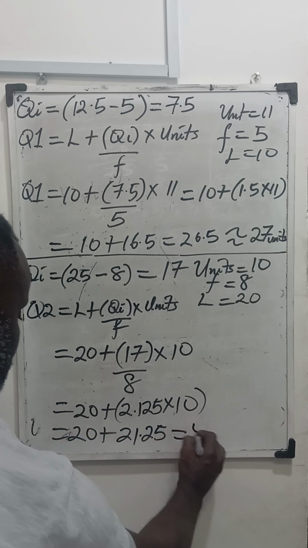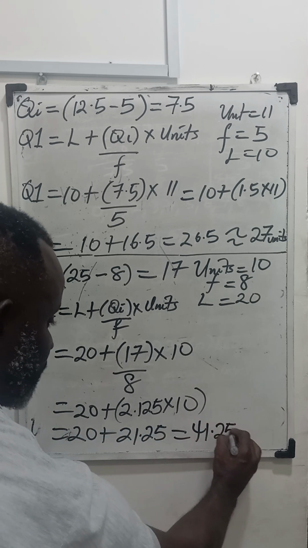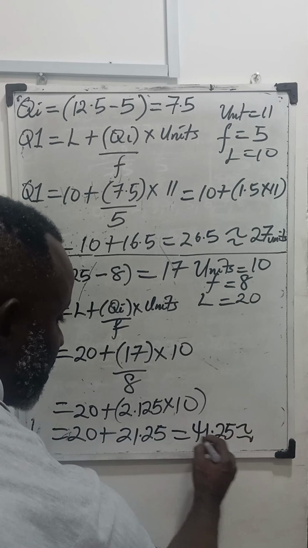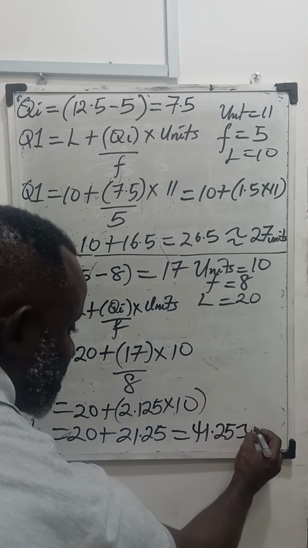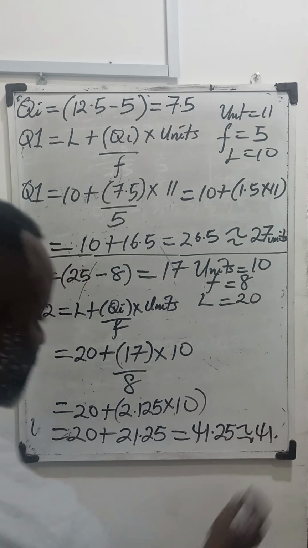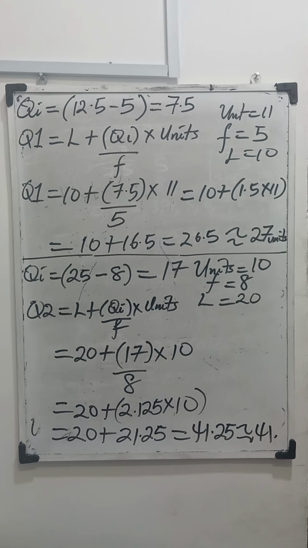If you add both of them, now you have 41.25, which is approximately 41. That's just 41. So quickly take that down so that we can do the upper quartile. Take that down. Let's take the upper quartile.